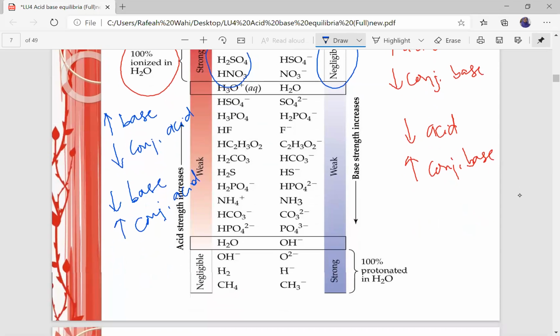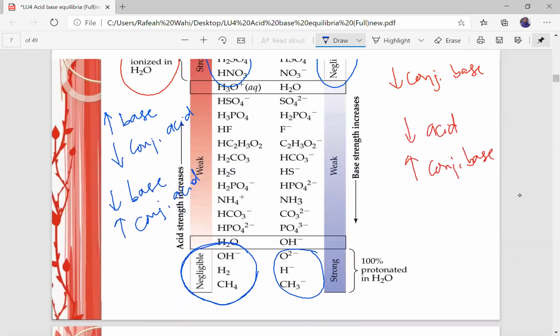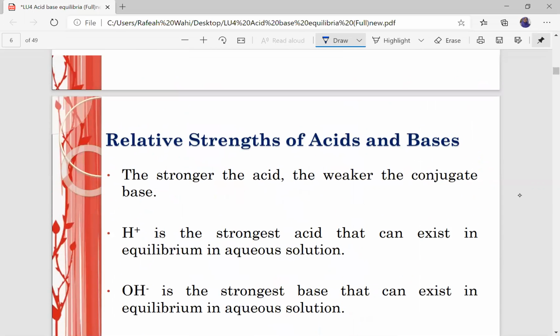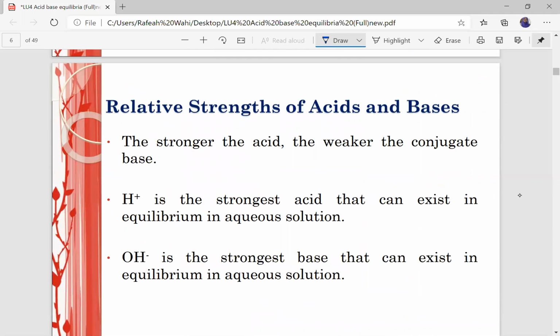Okay. However, if you look at here, this is a weaker acid. The weaker the acid, the higher the strength of the conjugate base. Okay, the stronger. So it is the same. So if you look at the relative strength of acid and base, the stronger the acid, the weaker the conjugate base.